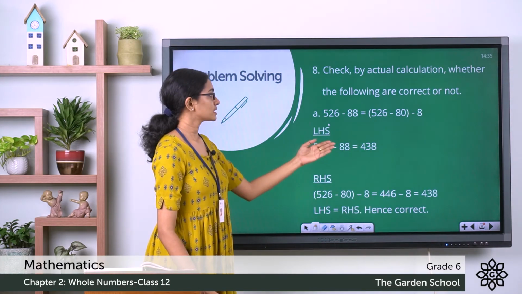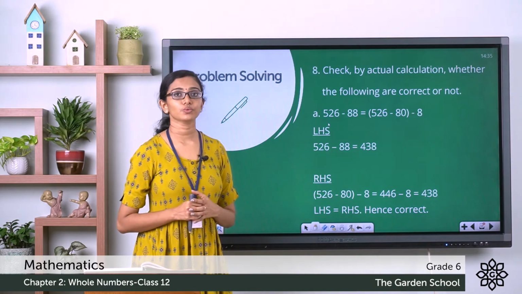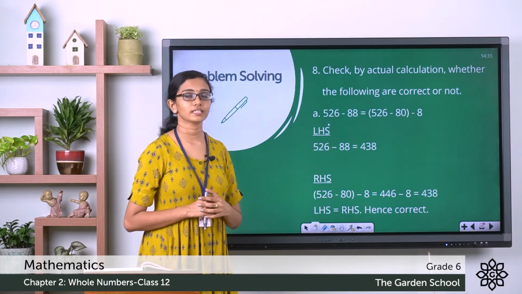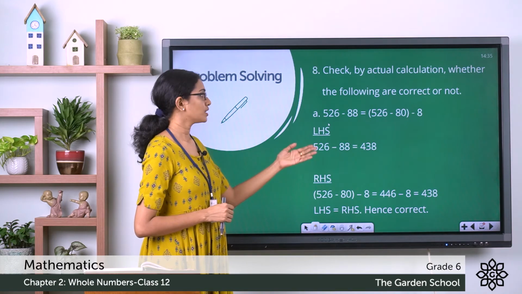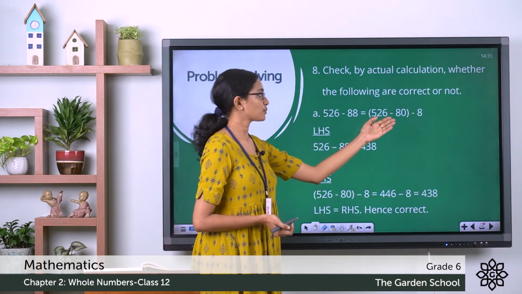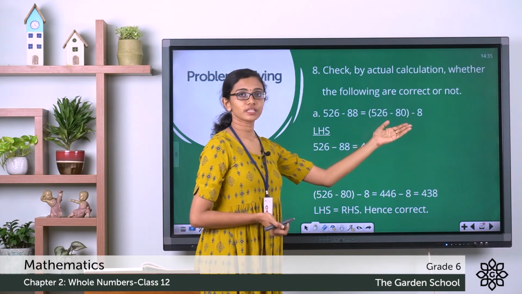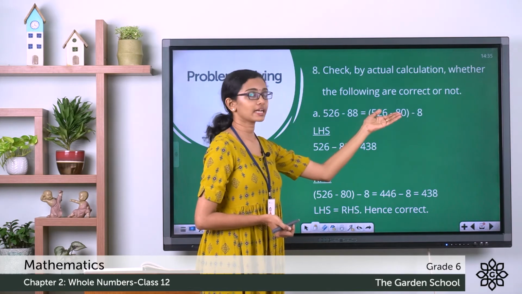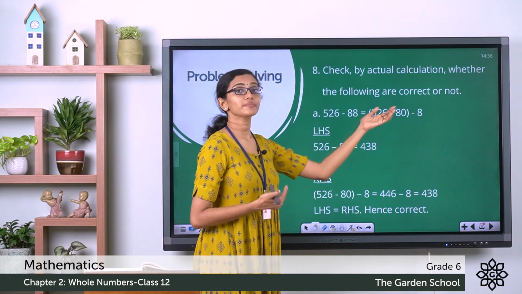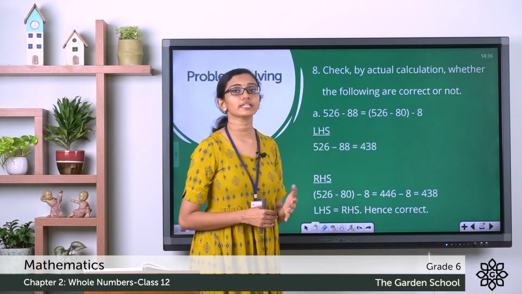So 526 minus 88 gives you the difference 438. So that is on the left hand side. Now on the right hand side, you are supposed to find the difference of 526 and 80 first. Then from that difference, you are again subtracting 8.